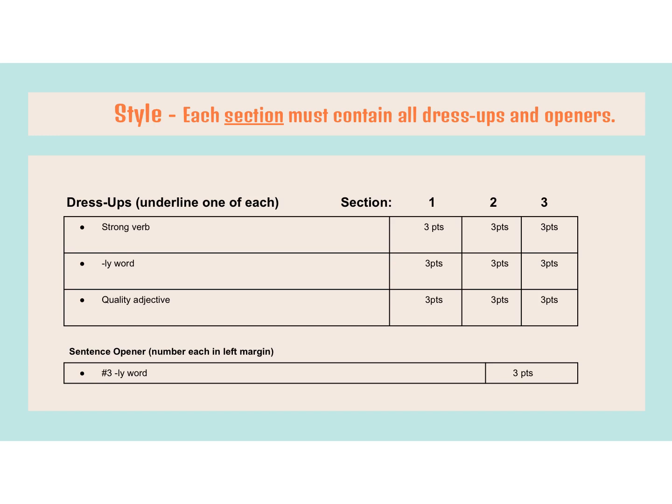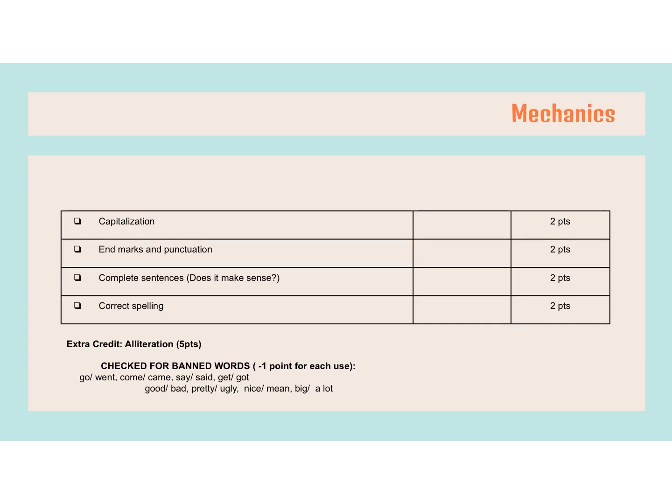And each section must contain all the dress-ups and openers. So your first paragraph will need to have a strong verb. It will need to have an LY word, and it will need to have a quality adjective. It will also need to have an LY sentence opener. So each paragraph will have 2 LY words, 1 LY word in the paragraph and 1 LY word as a sentence opener. Finally, on your checklist, you'll be checking for mechanics.